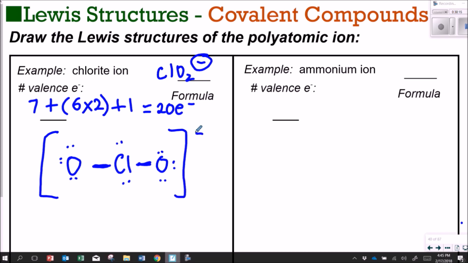Let's make sure that the octet rule is satisfied. We have 8 electrons around the left oxygen, we have 8 around the central chlorine, and we have 8 around the right-hand side oxygen. So we are done.